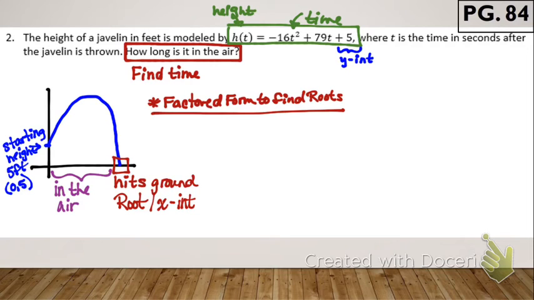All right, so I want to look at this equation that they gave me. If it's on the ground, what's the height? 0. So instead of h of t, I'm going to put a 0 in there. Because again, this means on the ground. I want to put this into factored form.